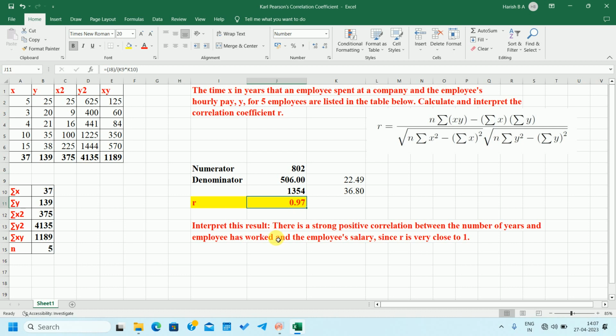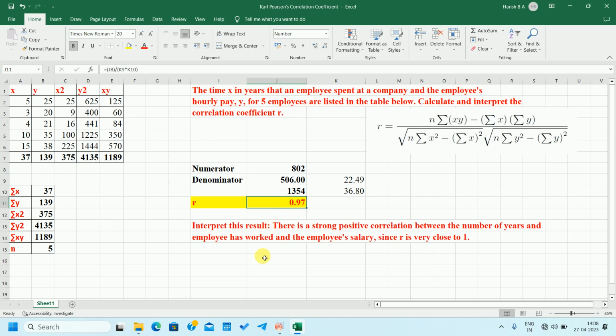So we can interpret like this. There is a strong positive correlation between the number of years an employee has worked and the employee's salary, since correlation coefficient R is very close to 1. So here correlation coefficient R value is very close to 1. So you can interpret like this. There is a strong positive correlation.